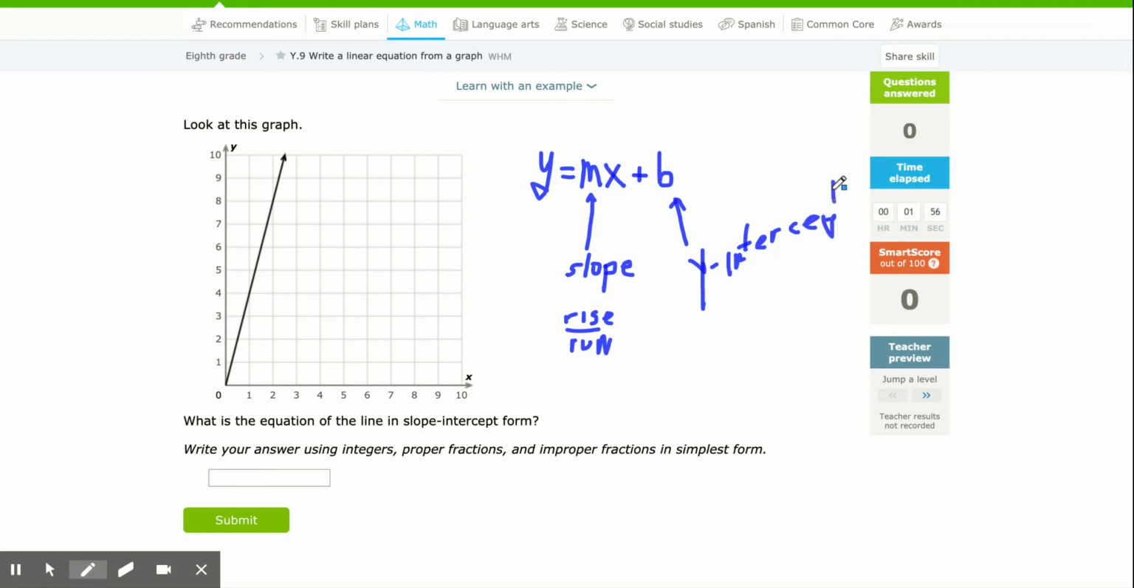Okay, so let's do that. It's running out of room for my mouse. I just didn't want to pick it up.